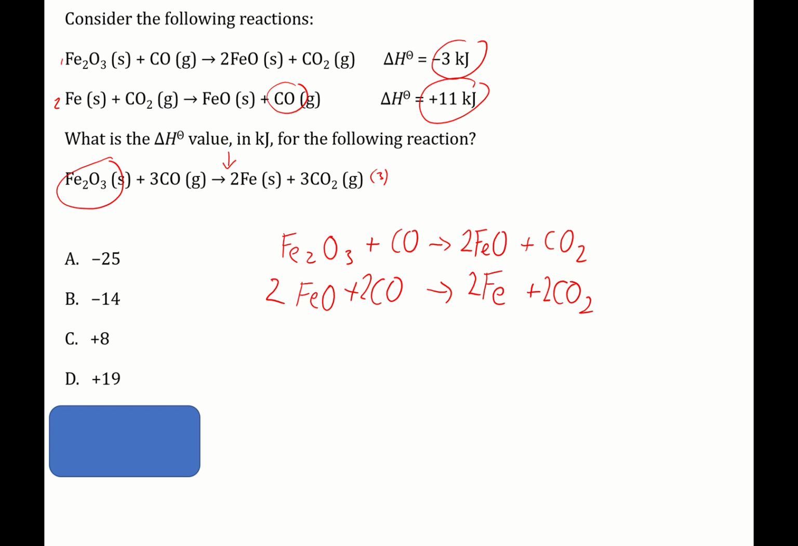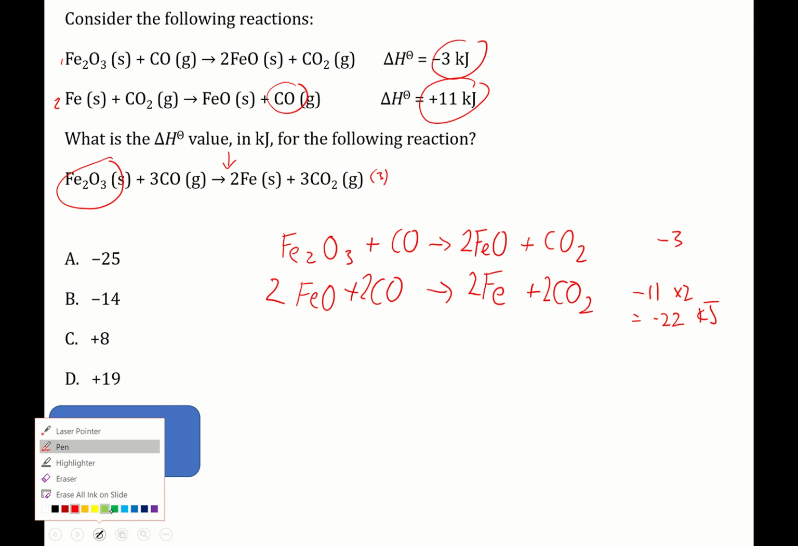The other thing I want to tell you about is this. This reaction, number 1, we haven't changed, so the value still stays at -3. This we flipped, so it's become -1. Remember, it was +1 or +11, and we've also multiplied by 2, so now it's equal to -22 kilojoules.